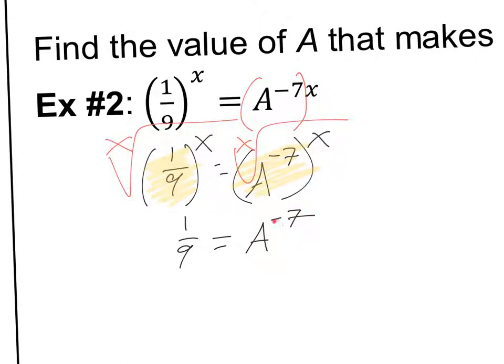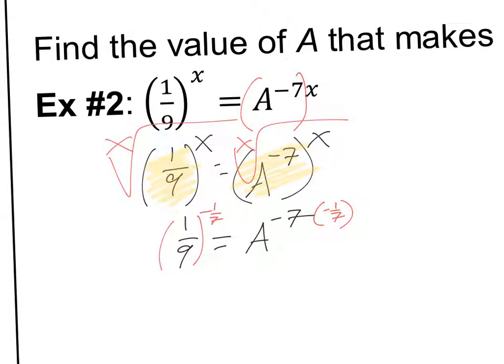So how could I get rid of this exponent? Well, I want the exponent to just be 1. That would be a all to itself. So what would I need to do to this exponent to get it equal to 1? Well, the reciprocal. If I multiply this exponent by the reciprocal, which is -1/7, then it would be equal to 1. But I'd have to do the same thing over here, which means I'd have to raise this to the -1/7.